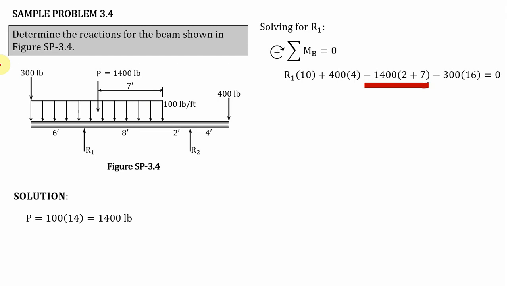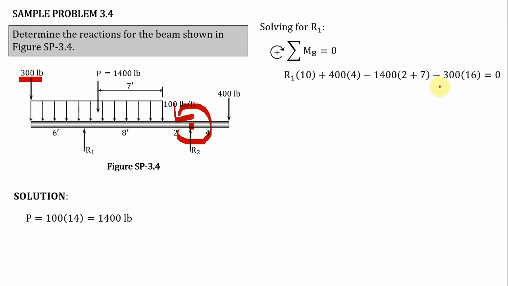The last force that will produce a moment at point B is the 300 pounds. What is its rotation, class? It will create a counterclockwise moment at point B.